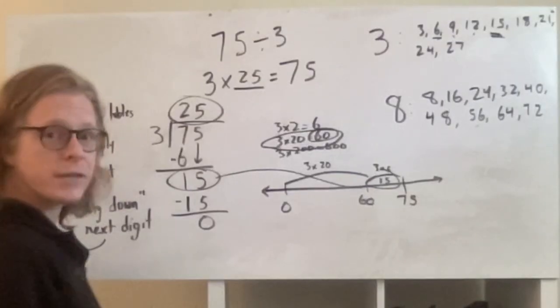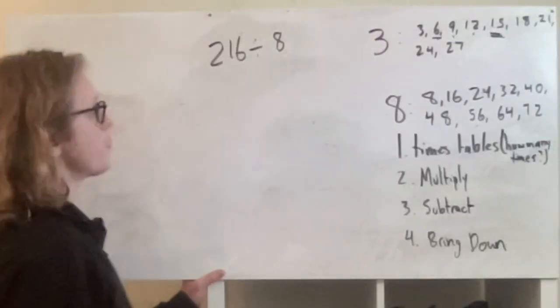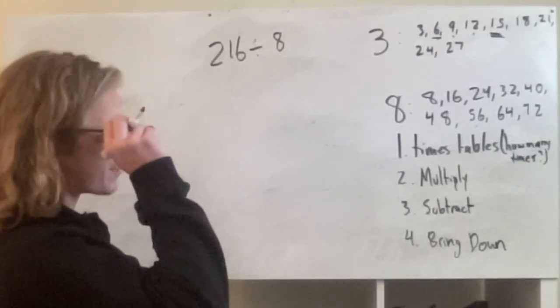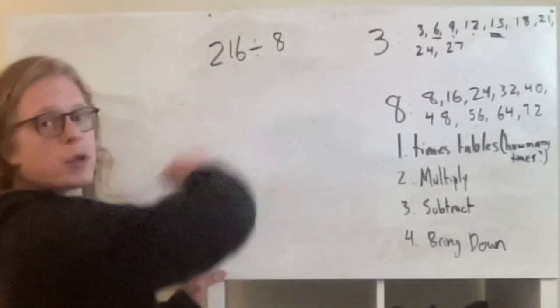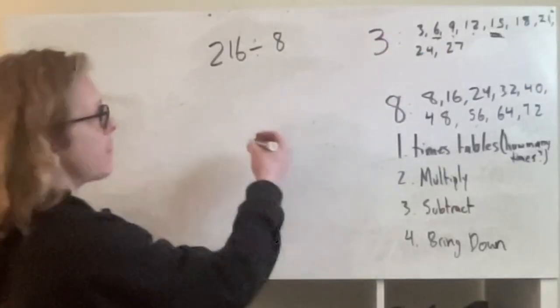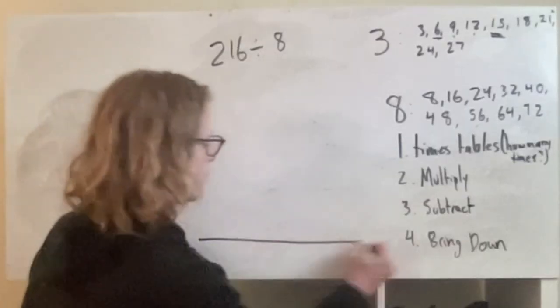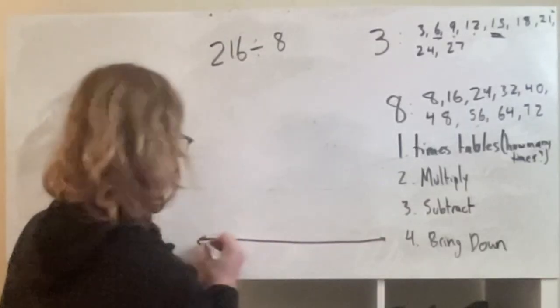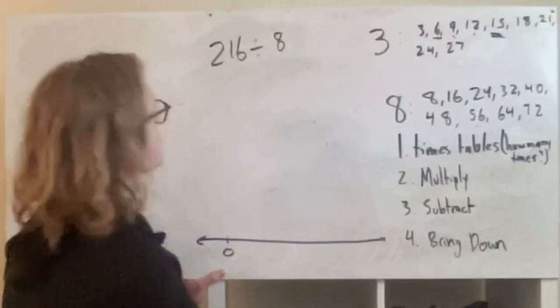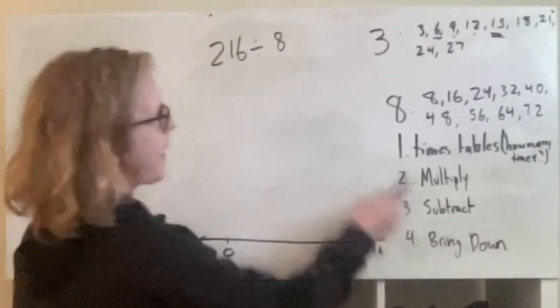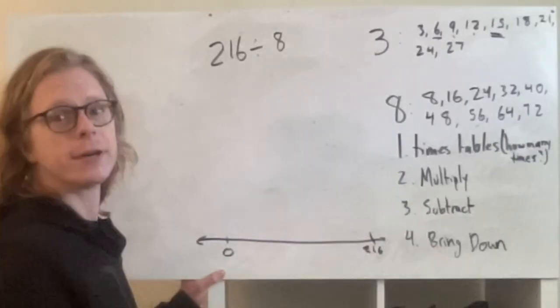Great, let's look at a few more examples. Okay, so now we're going to look at 216 divided by 8. Just like with the last example, we're going to multiply up to it first on the number line before we look at how we would do it with long division. So let's put the number line down here. Okay, we're starting here at 0. We need to get to 216. I have the 8 times tables here.